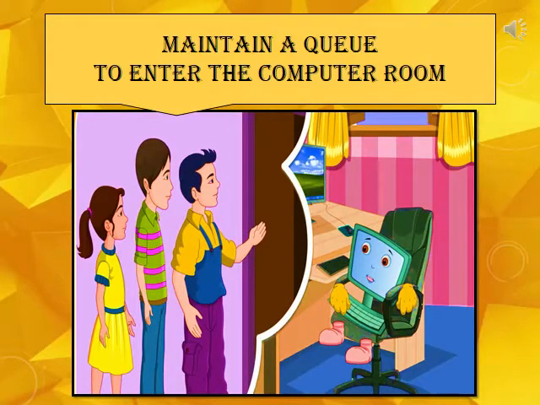So the first rule which we need to follow is maintain a queue to enter the computer room. That is, you will form a proper line and enter the computer room very systematically. I think most of us are familiar with this. We do it in school when we go to the dance room or to the music room or we go for a PT period. So we form a proper line and we go.